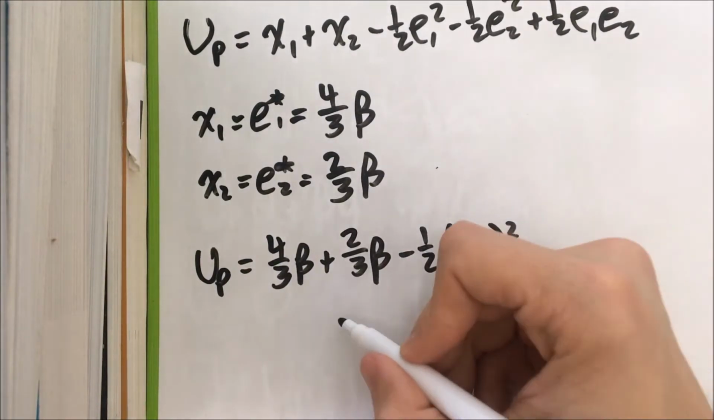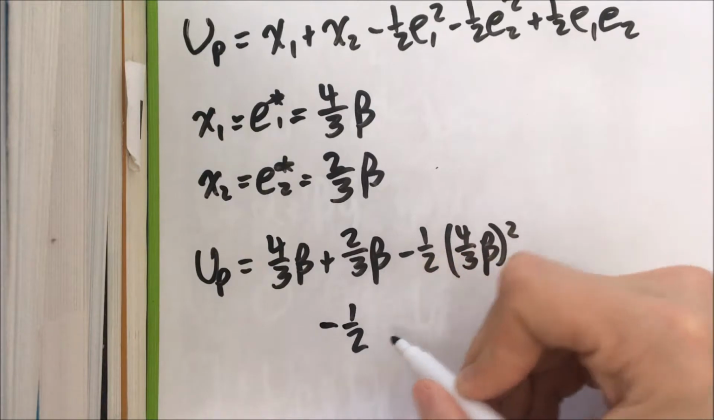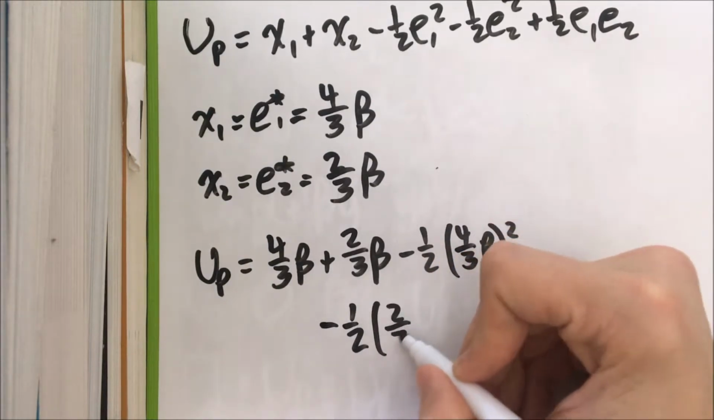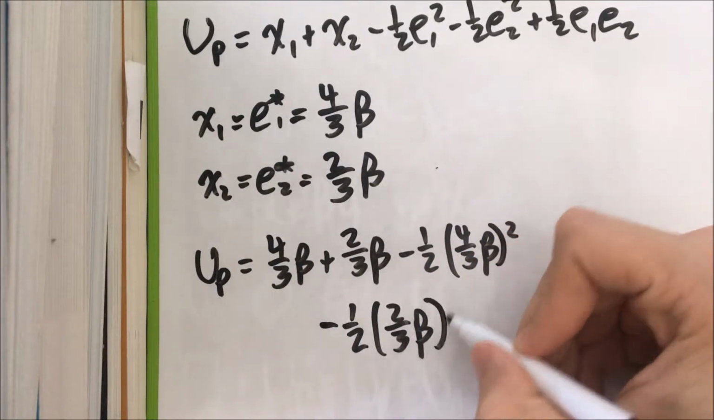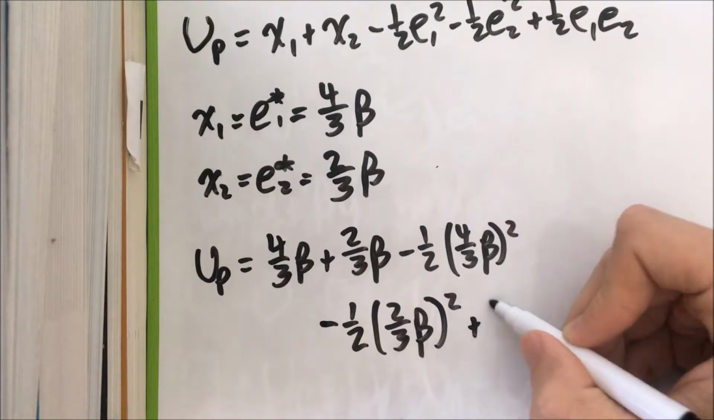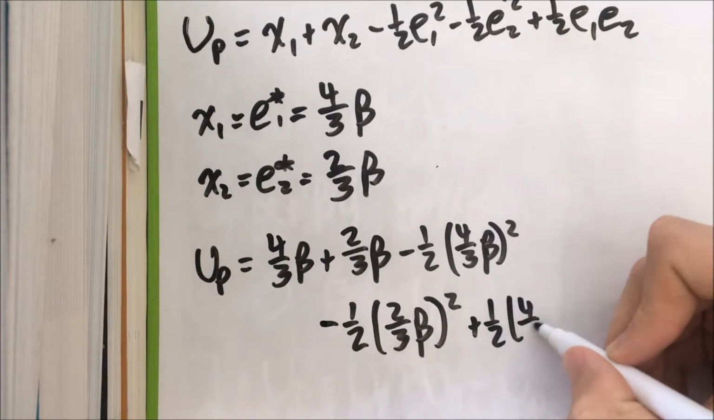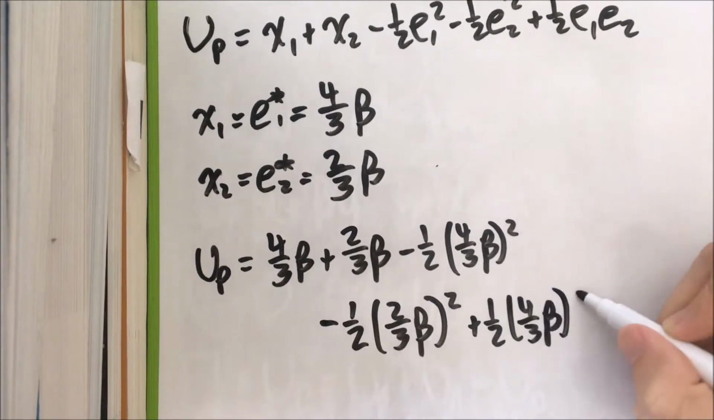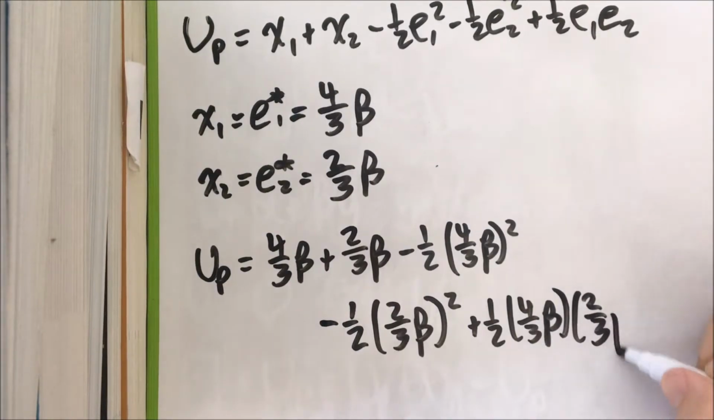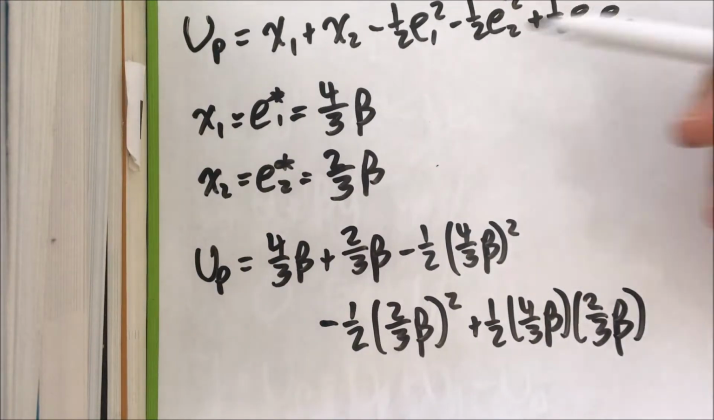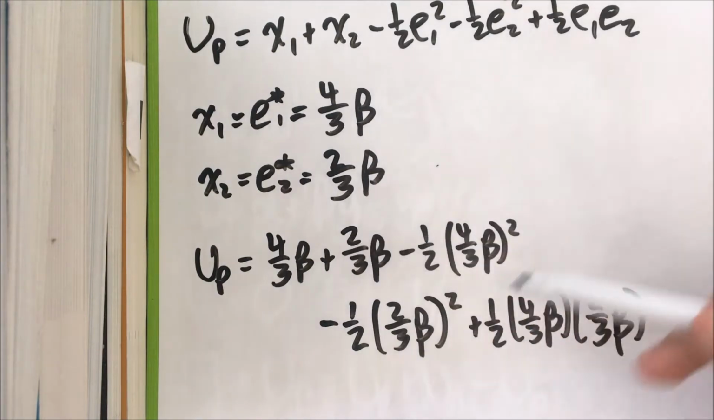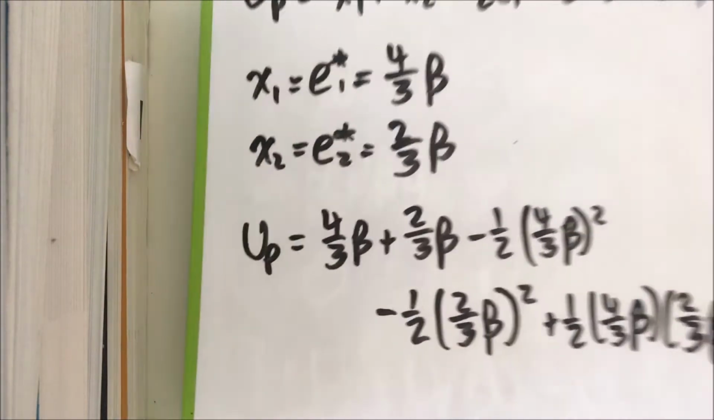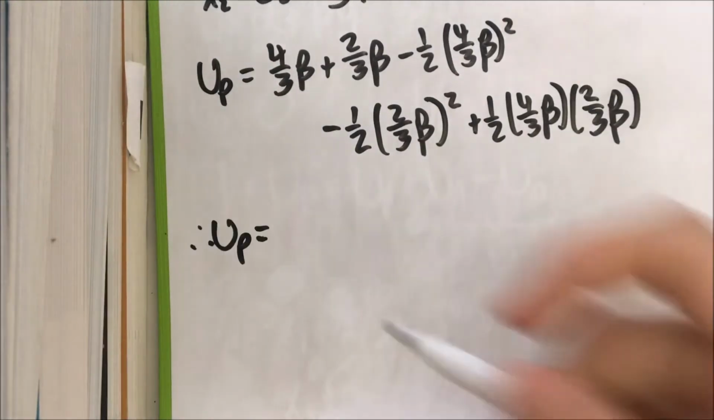Is it going to fit? I'm just going to write it down here. Minus half 2 1/3 beta squared plus half 4 on 3 beta 2 on 3 beta. So what we just did was sub in these into here and get it here. Now we'll expand it.